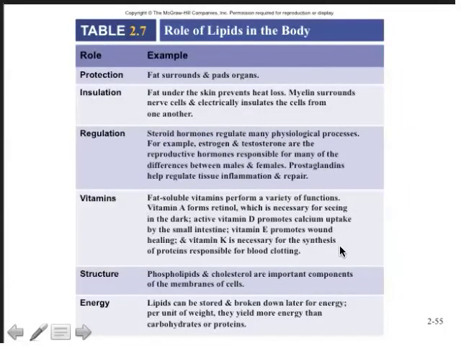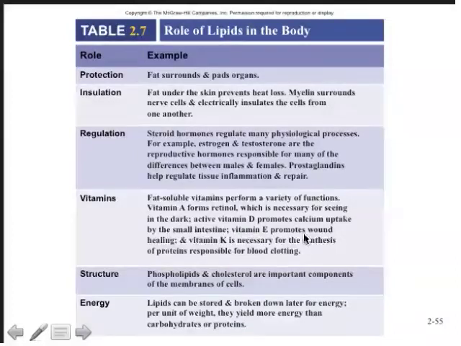In the context of vitamins, they serve as cofactors which allow a variety of metabolic processes to proceed. Vitamin A, for instance, forms retinol, which is necessary for seeing in the dark. It's a component of the opsins in the eye, which are responsible for transferring light energy into electrical energy that the brain can understand as color and vision.